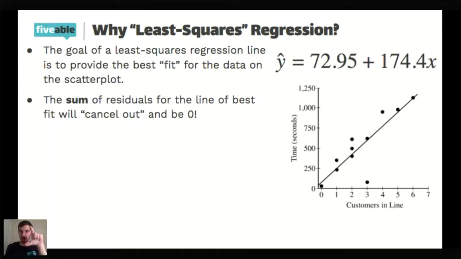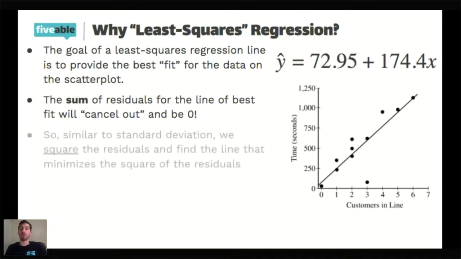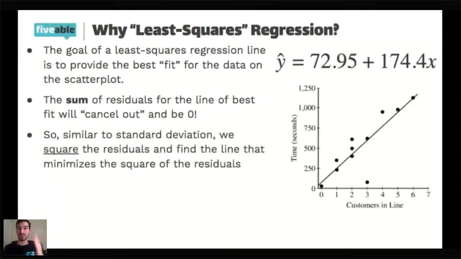So there's that one customer with the really large negative residual, and that's modified by all those customers with the small positive residuals. Okay, and so it should cancel out to be 0. And so what we're trying to minimize to find the least squares regression line is what your calculator is doing: it's testing out a whole bunch of slopes and intercepts and plotting the points out and minimizing the square of the residuals.